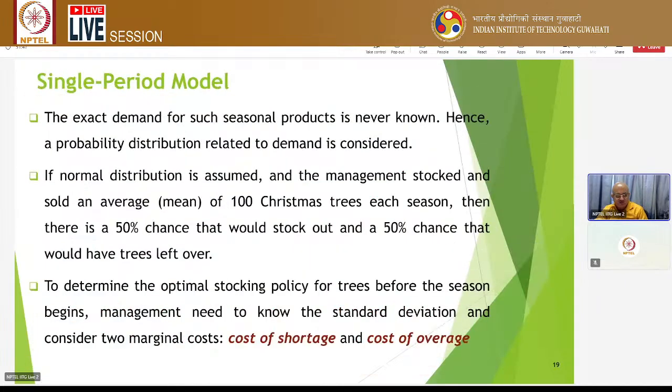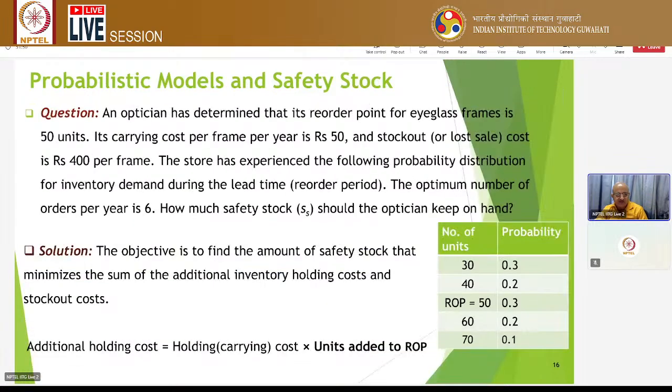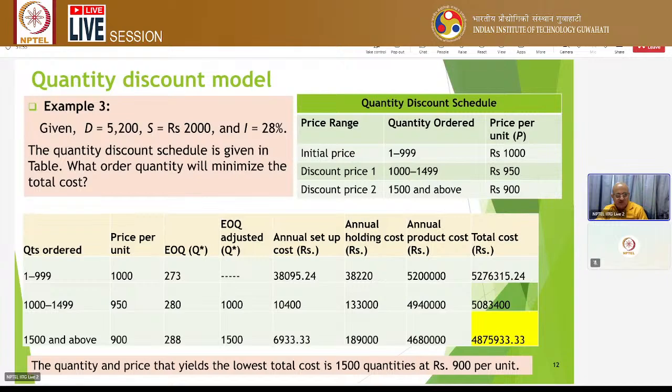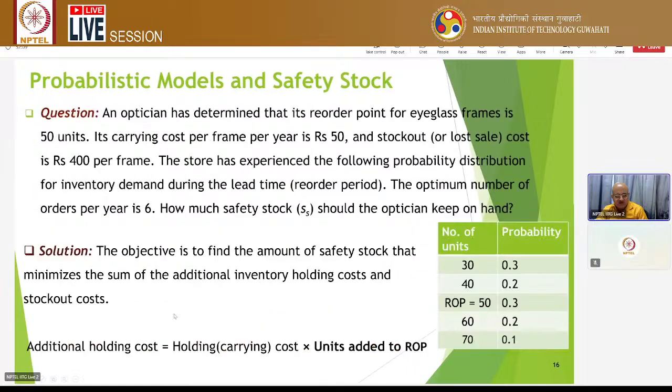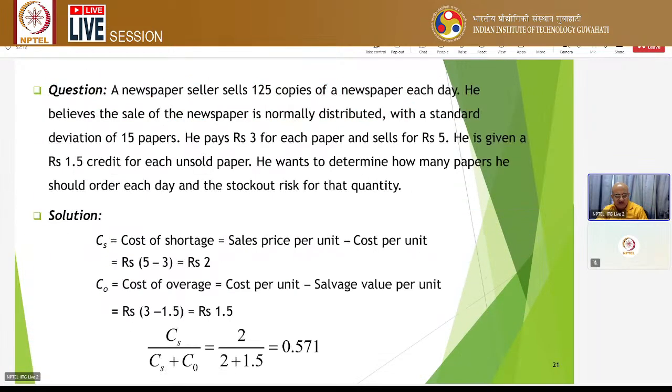This type of topic I told, and then we talked about the probabilistic model and safety stock, and how you can do that by probability. So probabilistic models mean, suppose, the reorder point is the expected demand during lead time plus safety stock, and we find out stock out cost also. In that there is a very interesting newspaper model. In fact, in the literature, it is famous as the newsboy problem or newspaper problem. You can use these keywords and get a lot of material on it.